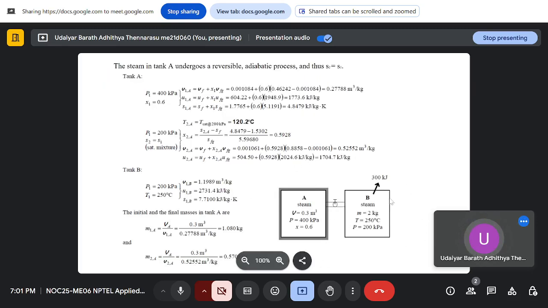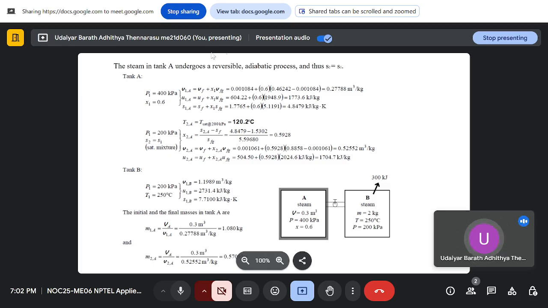So this is how the system looks. Initially there is a tank which is insulated, at 0.3 meter cube and 400 kilopascal, and vapor fraction is 0.6, which is connected by a valve to another tank which is not insulated, and that is rejecting 300 kilojoules of heat to the surroundings, which is at 17 degrees Celsius. Their initial mass is 2 kg, temperature is 250 degrees Celsius and pressure is 200 kilopascal. For this we need to find, let's estimate the initial conditions.